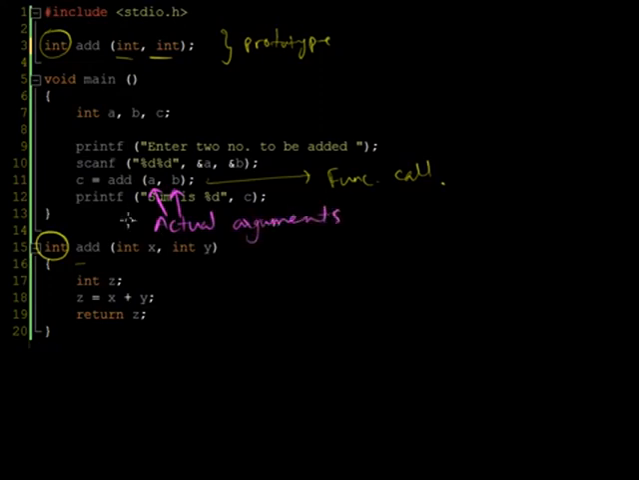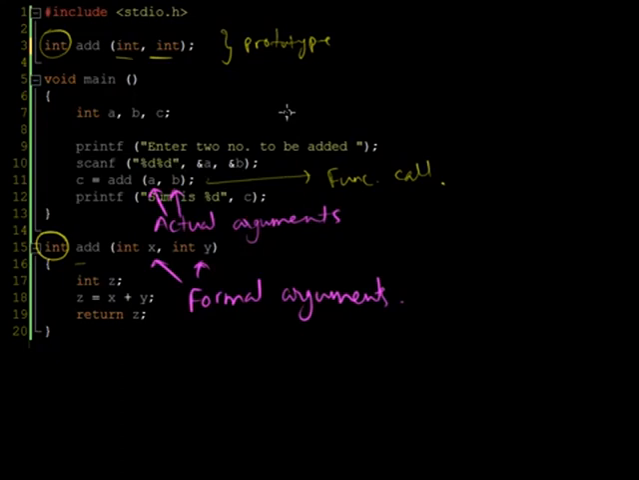What we pass are called actual arguments, and the arguments in which we collect them are known as formal arguments. So in the function definition we have formal arguments, and in the function call we have actual arguments. This is just terminology, you must remember it.